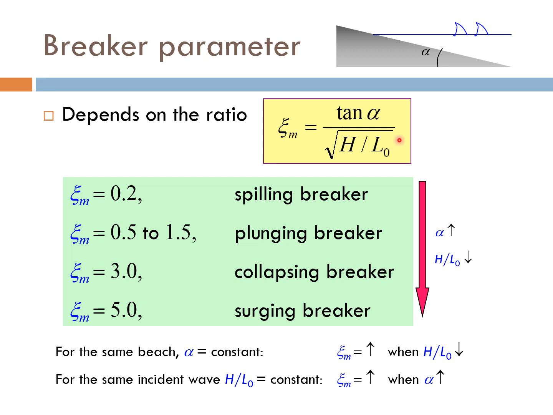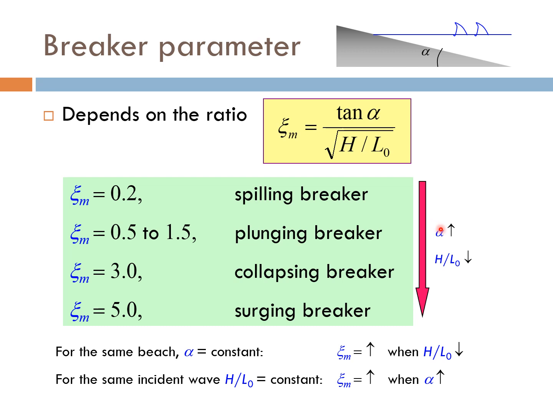Earlier we mentioned that if we have the same wave approaching different beaches, they will break in different forms. That's correct. In the same way, if we have the same beach but different incoming waves, each of those incoming waves has different steepness, then they may also break in a different way. So spilling breaker usually is for C value in the range of 0.2, followed by plunging breaker in the range of 0.5 to 1.5, followed by collapsing breaker in the range of C equals 3, and surging breaker for the value C in the order of 5.